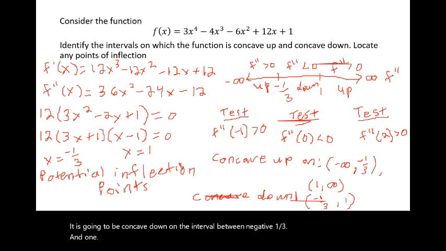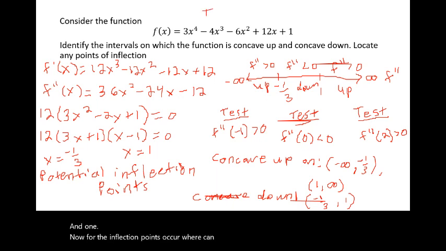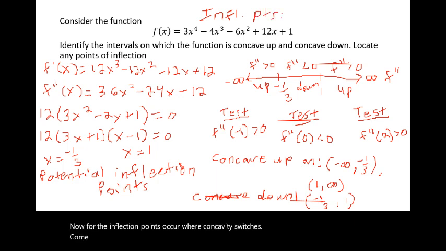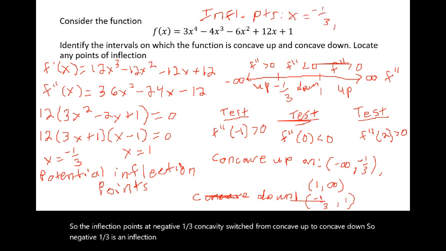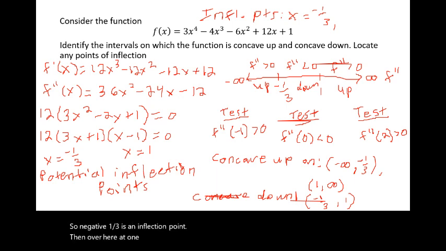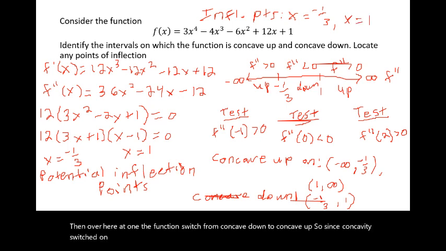Now, inflection points occur where concavity switches. At negative 1/3, concavity switched from concave up to concave down, so negative 1/3 is an inflection point. Then over here at 1, the function switched from concave down to concave up, so since concavity switched on either side of x equals 1, that means it is an inflection point.